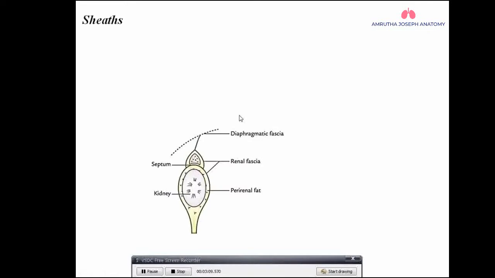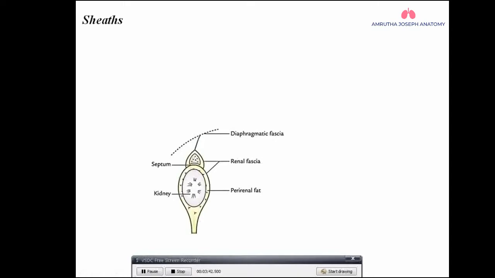Coming to the sheaths of the adrenal gland. The adrenal gland is closely related to the kidney. The kidney is covered by a fascia called the renal fascia, so the renal fascia contributes to covering the adrenal gland. And the adrenal gland is related just below the thoracoabdominal diaphragm. So let's see how it is related and how the sheath of the adrenal gland is formed.